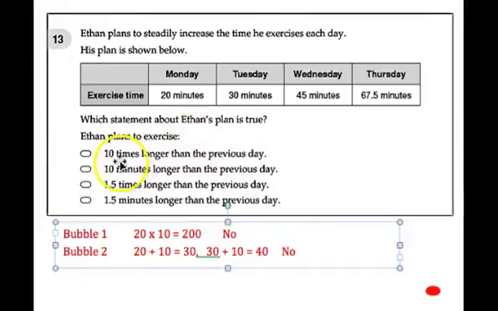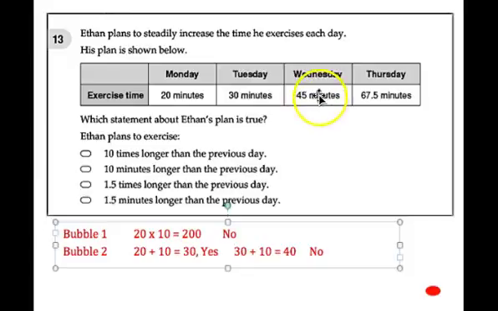Bubble 2, that he will exercise 10 minutes longer than the previous day. Well, let's have a look. 20 plus 10 is 30. Yes, that seems to work. Okay, so it looks like that one's okay. But then let's just keep going.